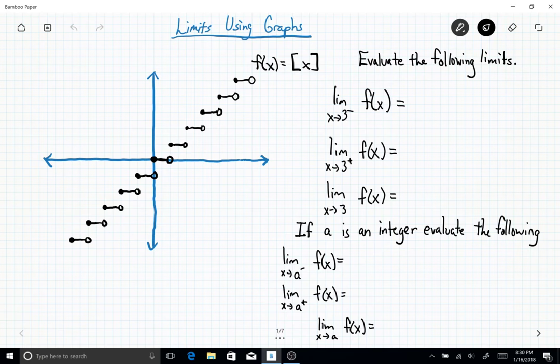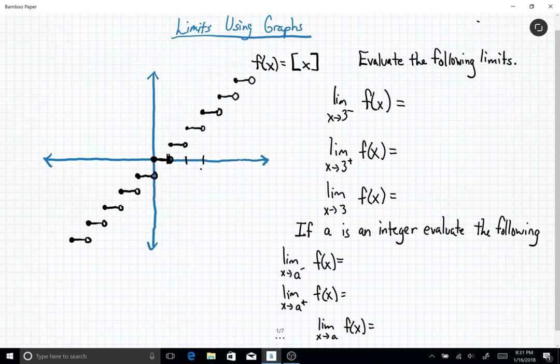So we have the greatest integer function graphed here, and we want to evaluate the following limits. Let me bring that up. Okay. So we have the limit as x approaches 3 from the left, and then the limit as x approaches 3 from the right of this greatest integer function, and the limit as x approaches 3 of this greatest integer function. So let's start with the limit as x approaches 3 from the left. Notice each of these has some form of a hash mark right there.